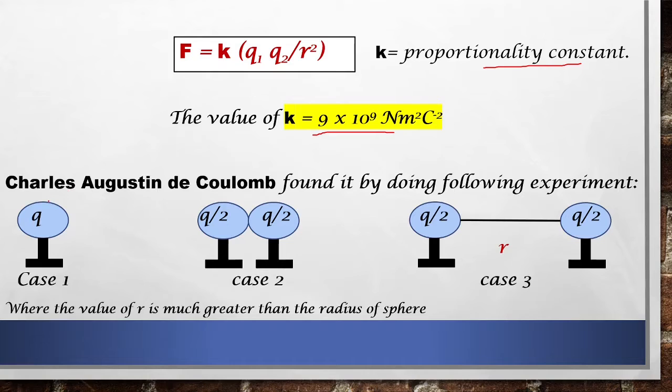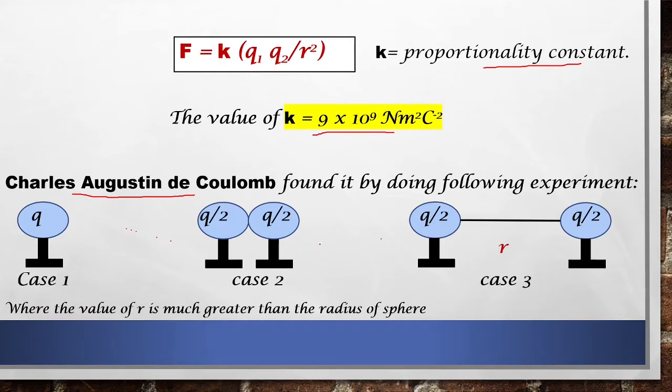Now let's look into the history of Coulomb's law. It was Charles Augustin de Coulomb who proposed Coulomb's law, and he did so by following this experiment. He took a metallic sphere of charge Q, brought an uncharged metallic sphere, and kept it in contact with the first metallic sphere. What happens? The charges get spread over both metallic spheres, and by symmetry each sphere contains Q by 2 charge. Likewise, he continued this experiment by keeping many more metallic spheres in contact.